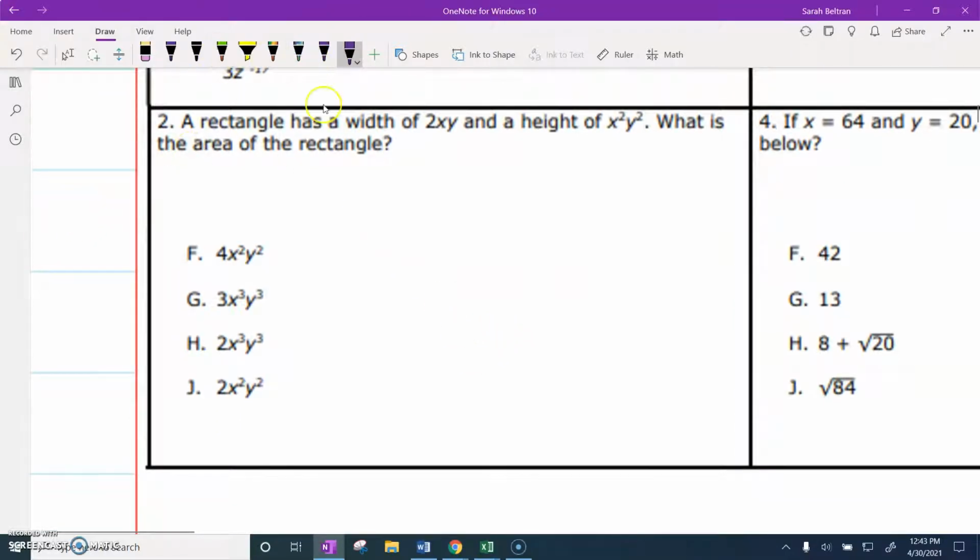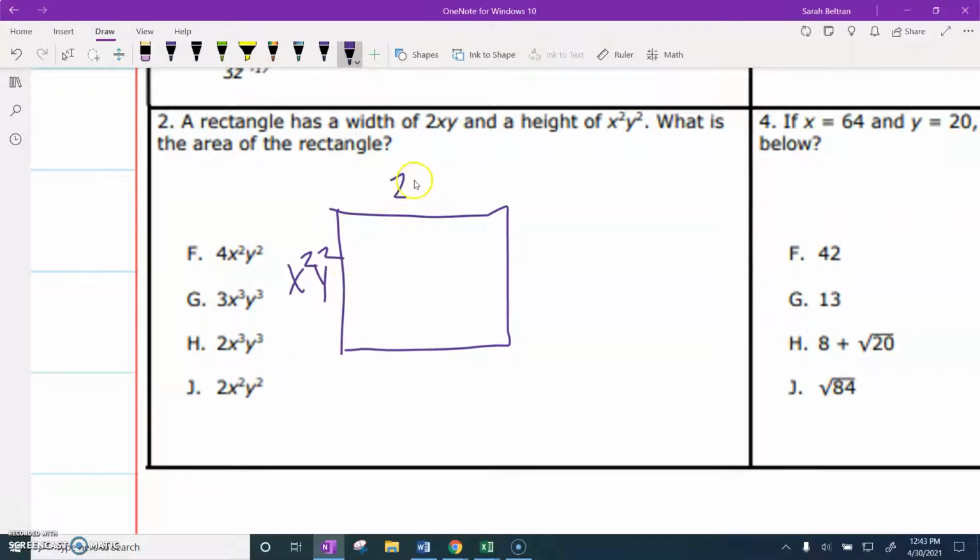If it helps you, please, please, please draw a rectangle, all right? So it tells you the width and it tells you the height, x squared, y squared, and the width is 2xy. Go ahead and give this a try.